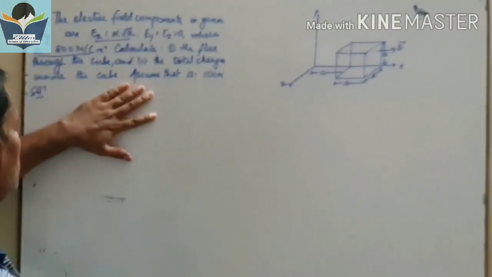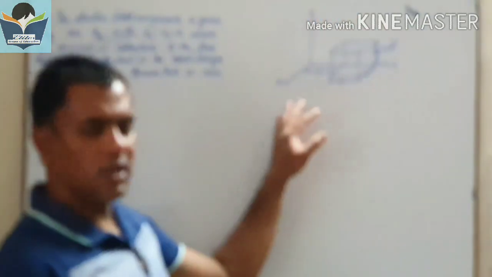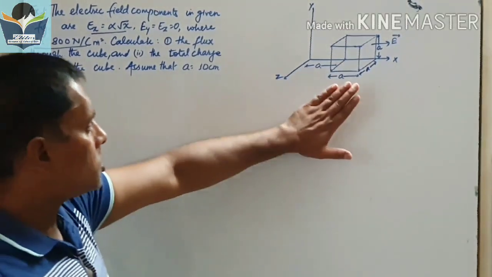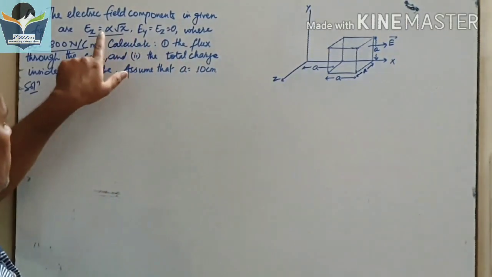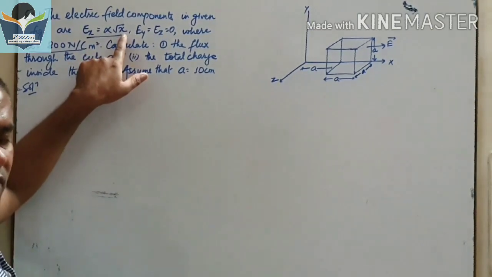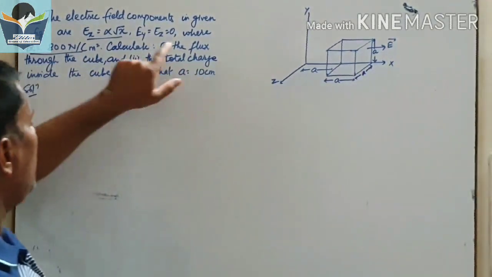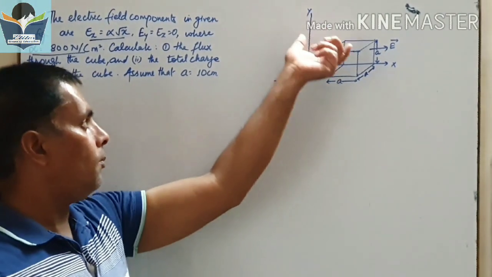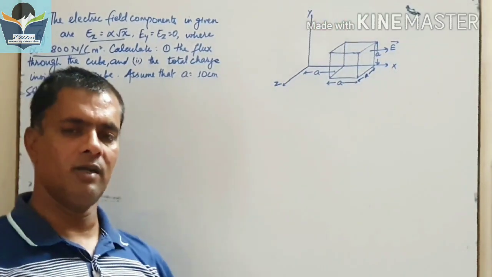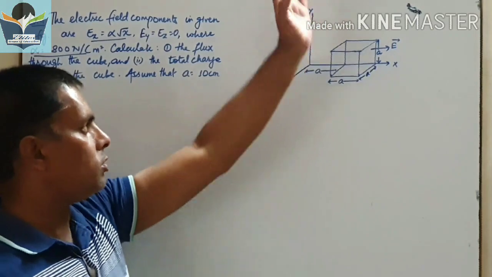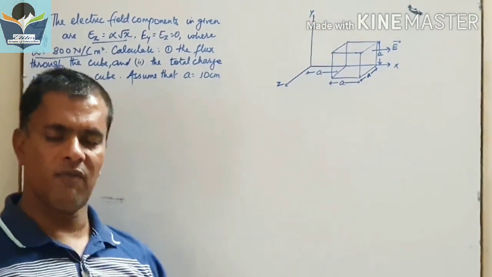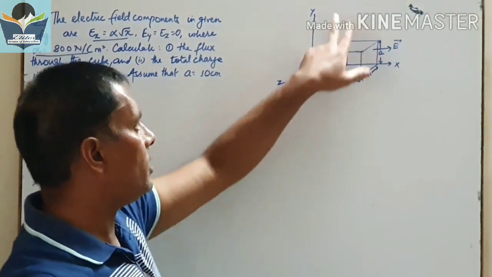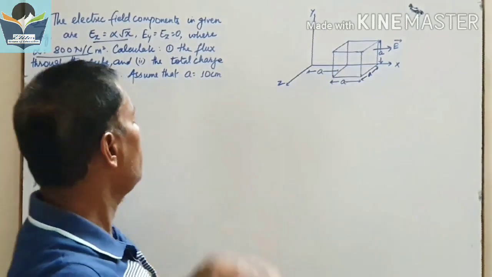What it says to us is that there is a region, a three-dimensional space in which we have placed a cubical body. This cubical body is kept where the electric field is identified as alpha root x along the x-axis, and along the y-axis and along the z-axis the field is 0. It means the components of the electric field along the y-axis and z-axis are 0. So no flux is getting out along these axes. So the only effective field is along the x-axis. No other field component is available here.